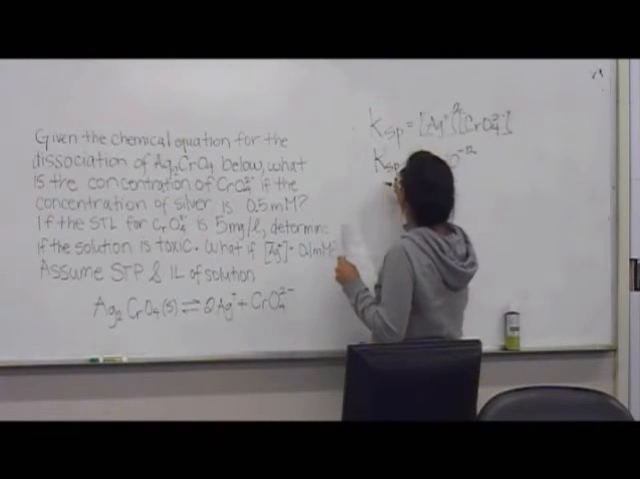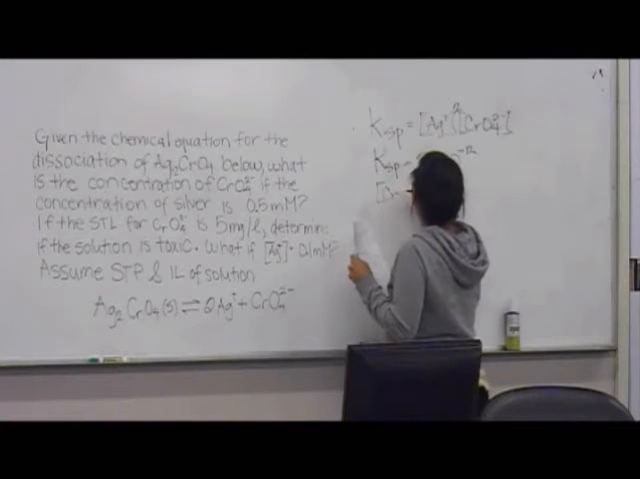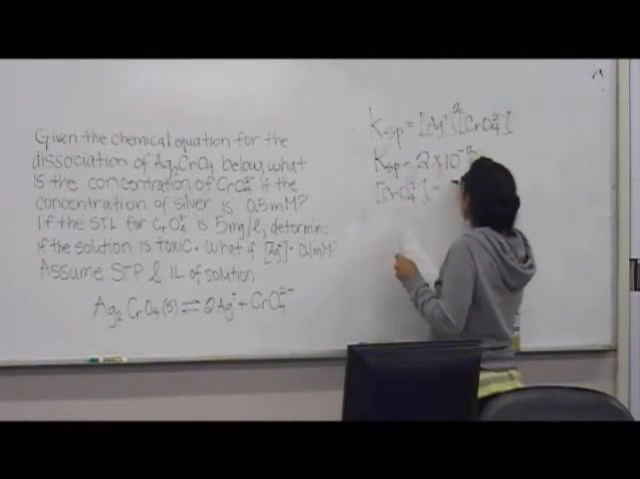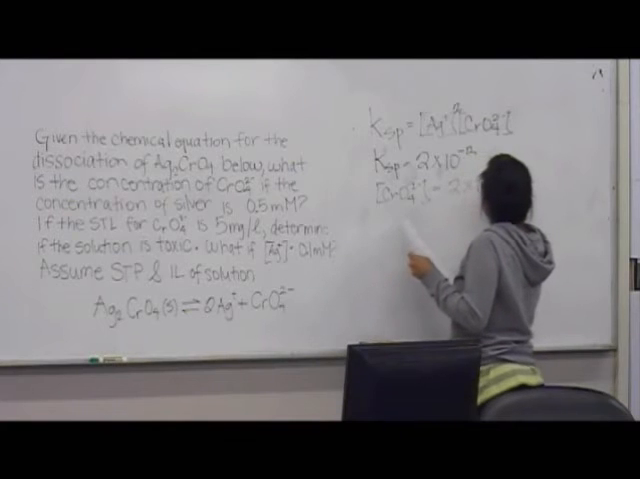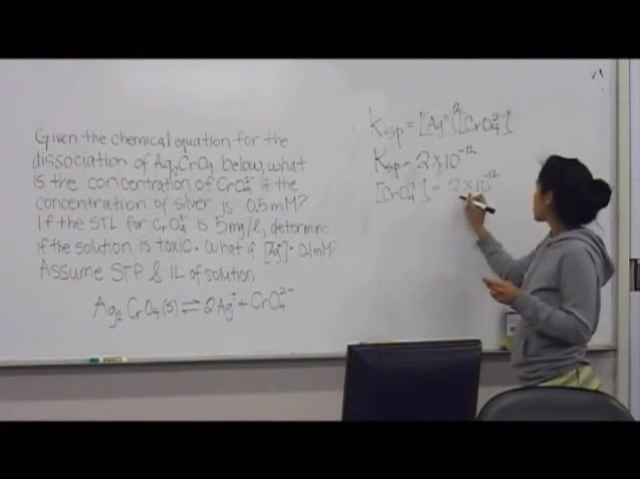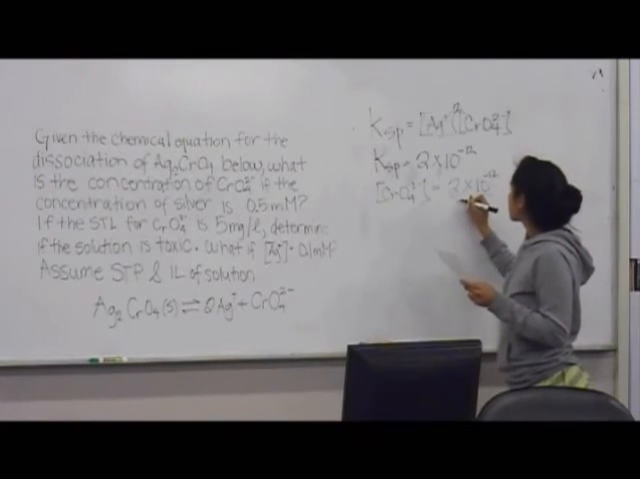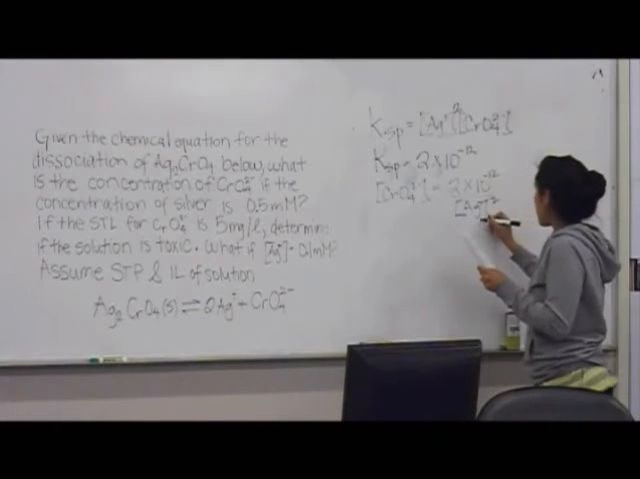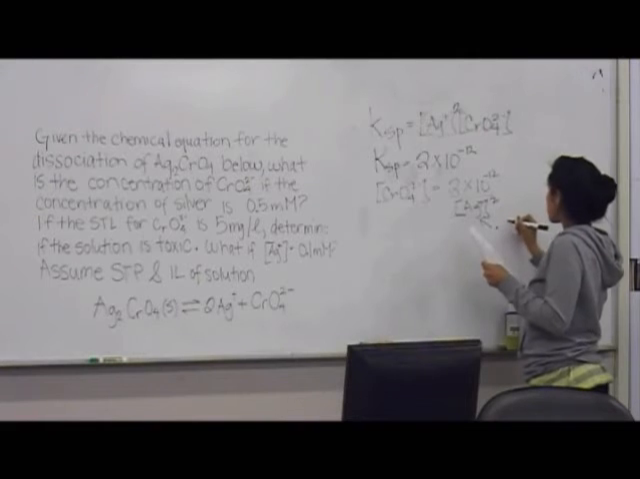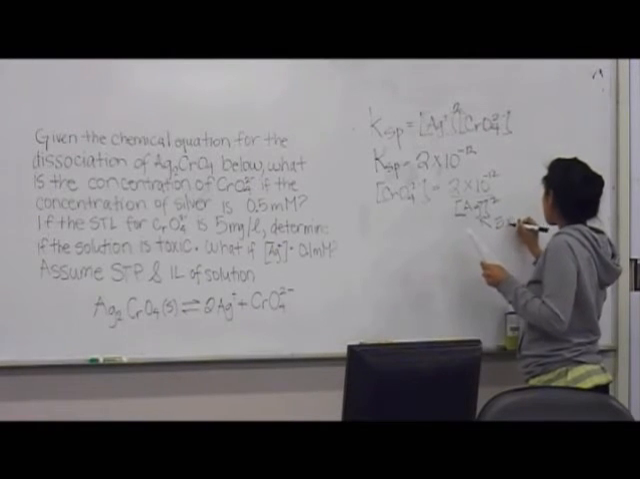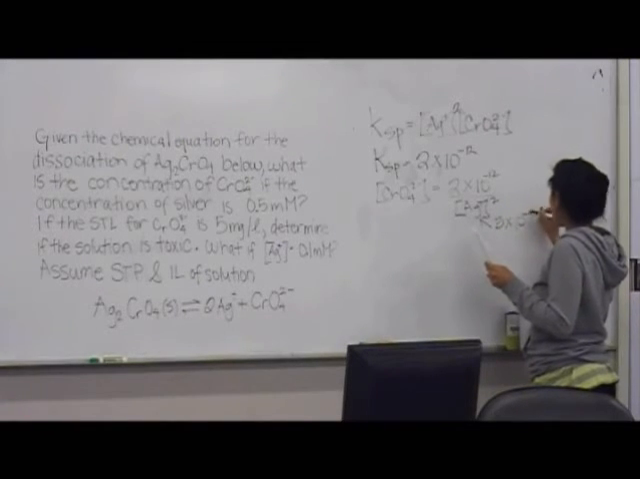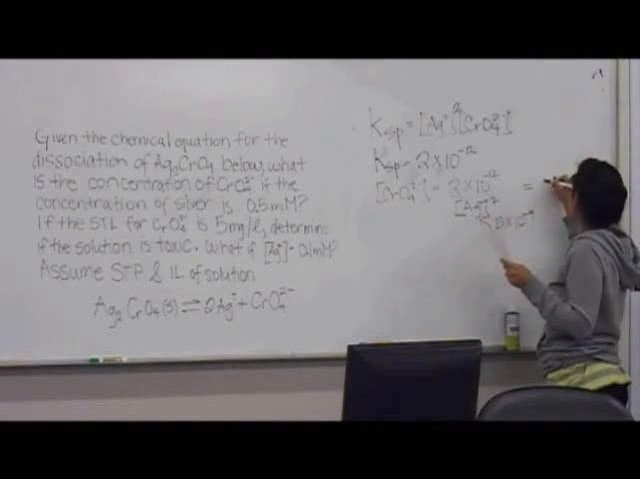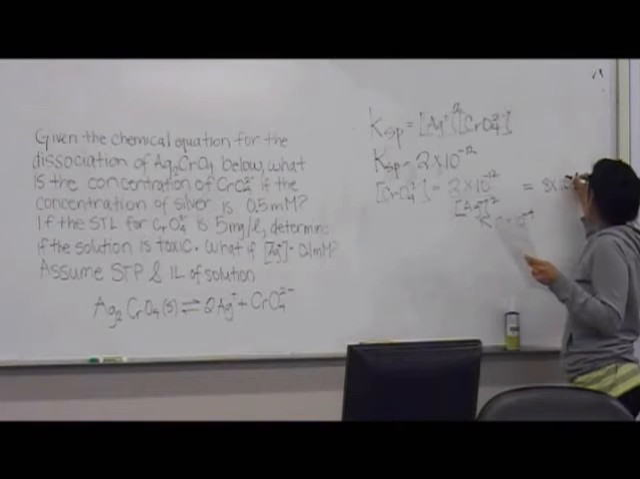So now solving for chromate, we have the concentration of chromate is equal to 2 times 10 to the negative 12 divided by the concentration of silver squared. And this is known as 5 times 10 to the negative 4. So our concentration is equal to 8 times 10 to the negative 6.